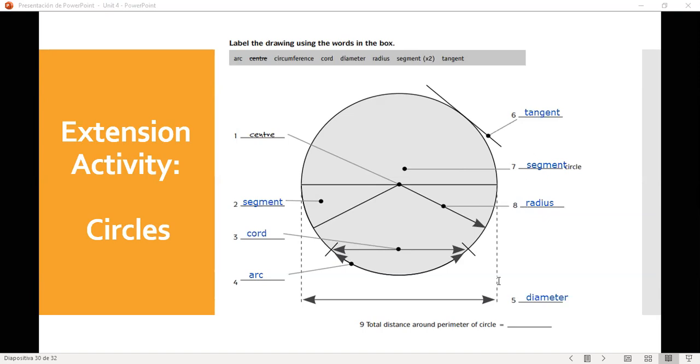Number 9: total distance around the perimeter of the circle. What's the name of that? Circumference. Excellent.